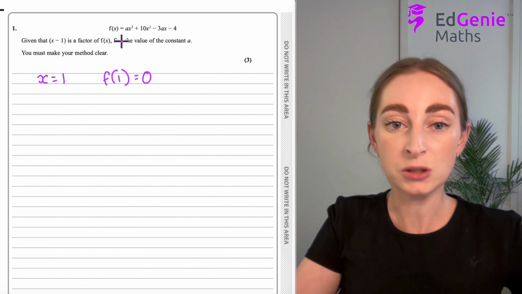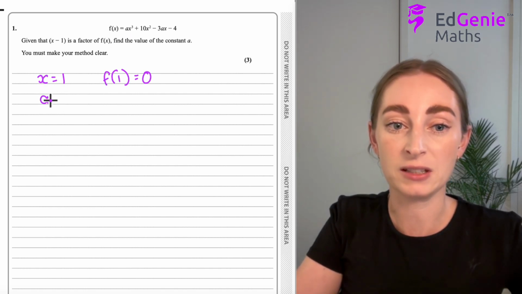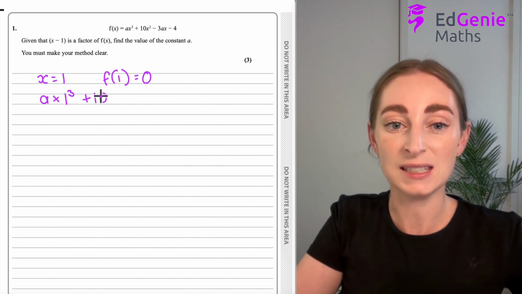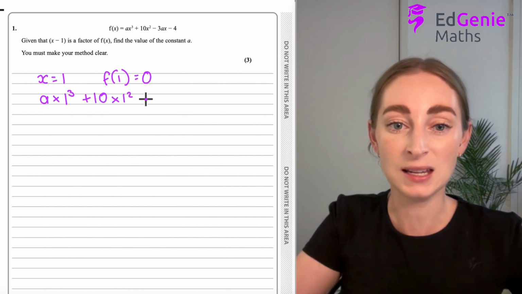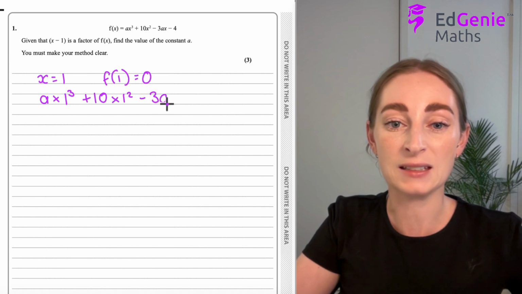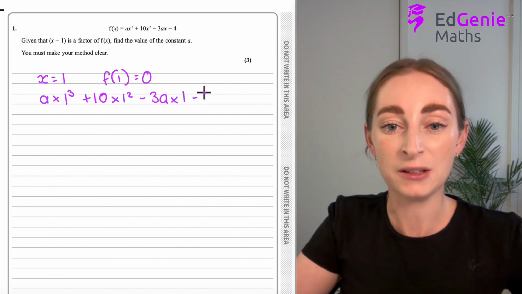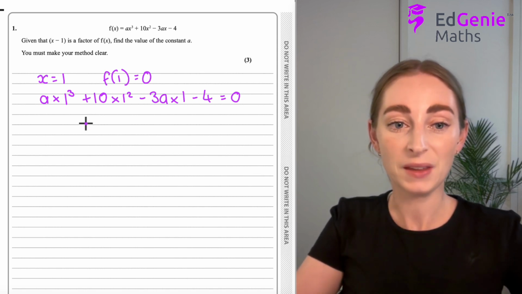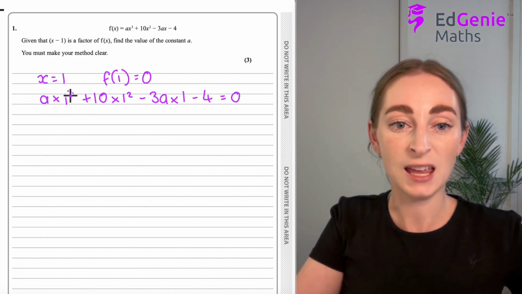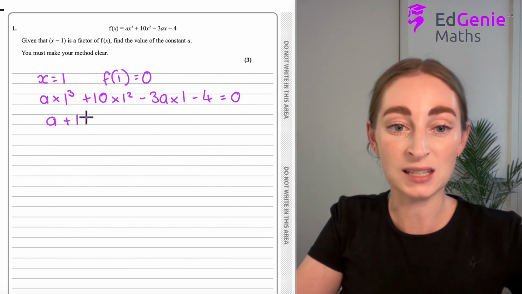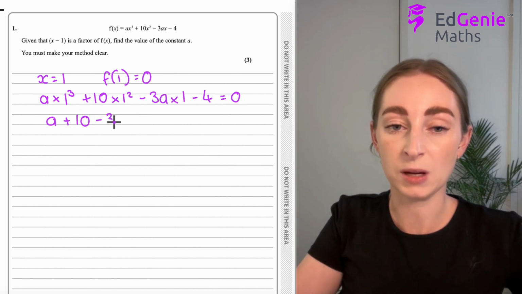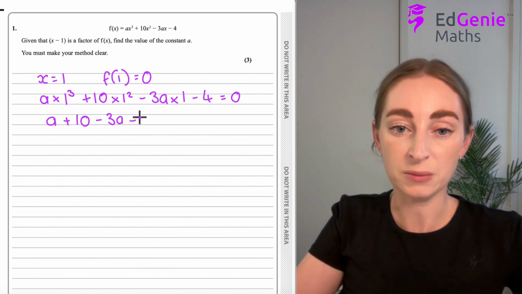So let's substitute that in, and we're going to have a times 1 cubed plus 10 times 1 squared minus 3a times 1, take away 4, and that's going to equal 0. Simplify that. A times 1 cubed is a. 10 times 1 squared is 10. Minus 3a times 1, so that's just minus 3a. And then we've got minus 4.